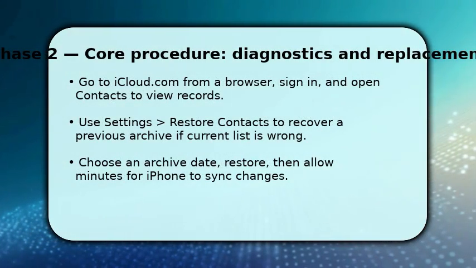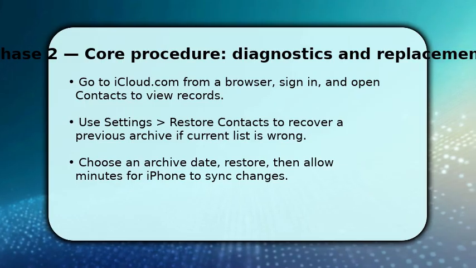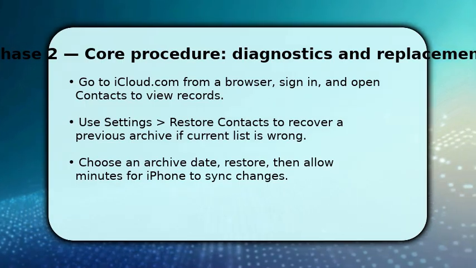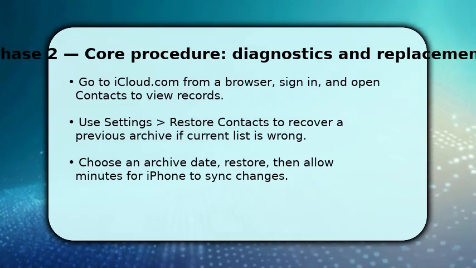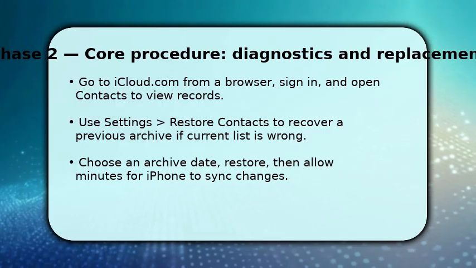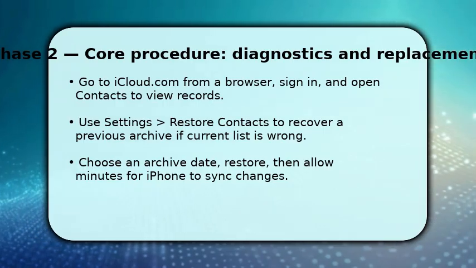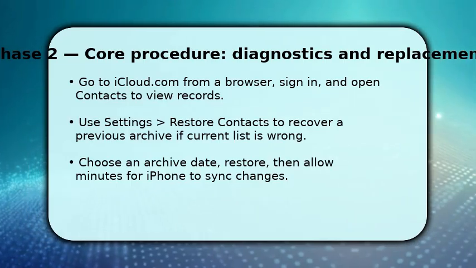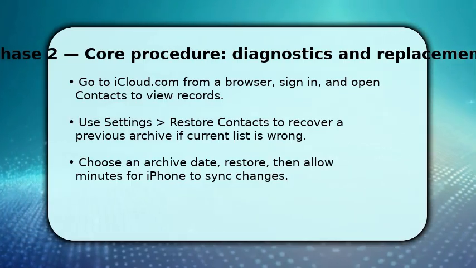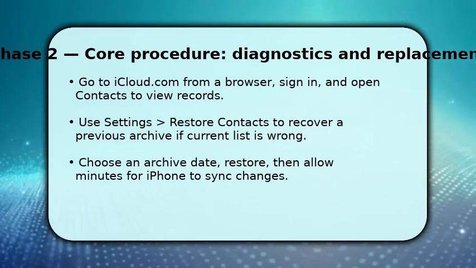iCloud.com as your recovery hub because it stores archived contact snapshots. Sign in and open contacts to inspect what's present. Then go to Account Settings and choose Restore Contacts. This pulls from Automatic Archives Apple keeps. Select an archive with the date you want, confirm the restore, and iCloud will create a new archive and push the restored contacts back to your devices.